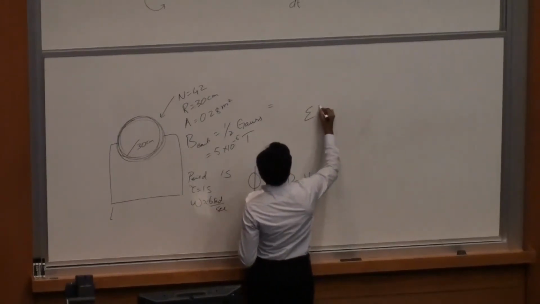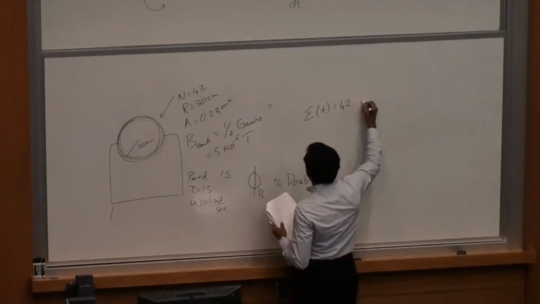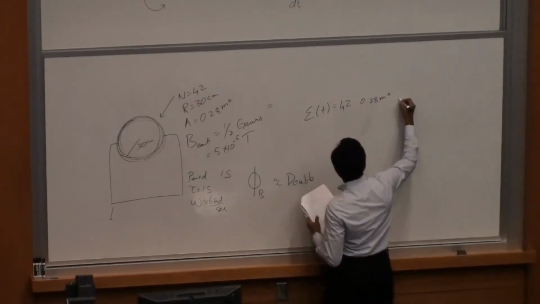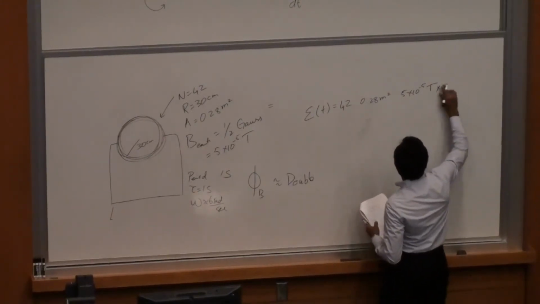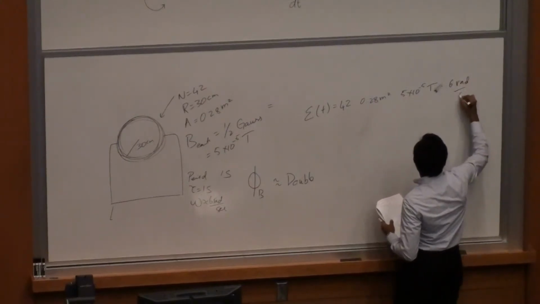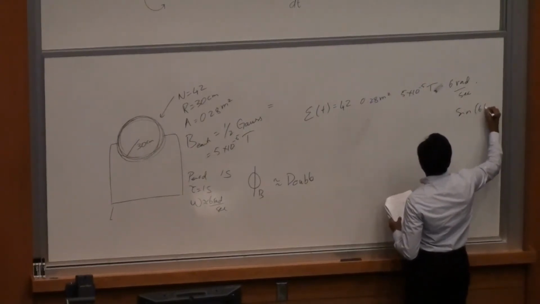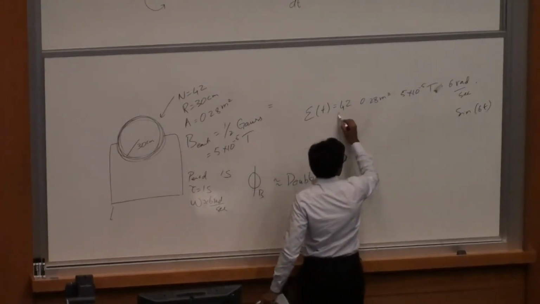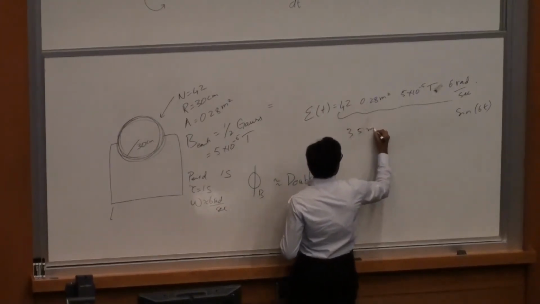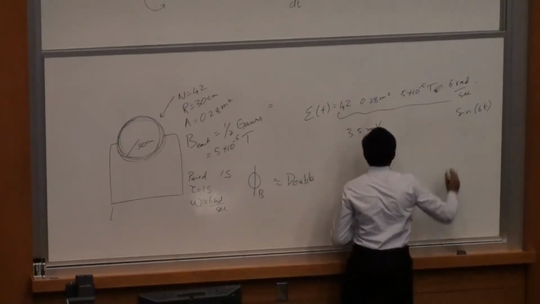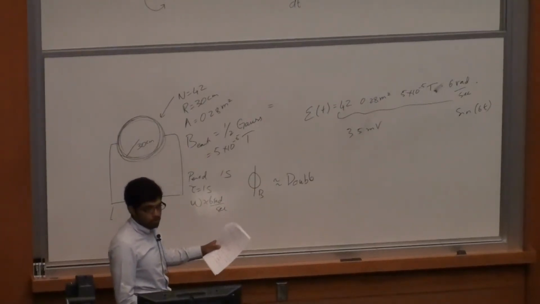So my EMF as a function of time is going to be 42 windings times 0.28 meters squared of area times 5 times 10 to the negative 5th Tesla times 6 radians per second, right? And times, I have my sine of 6t. So this coefficient, or amplitude as you can look at it, comes out to be approximately 3.5 millivolts times sine of 6t. So it's an alternating EMF with the maximum value of 3.5 millivolts.